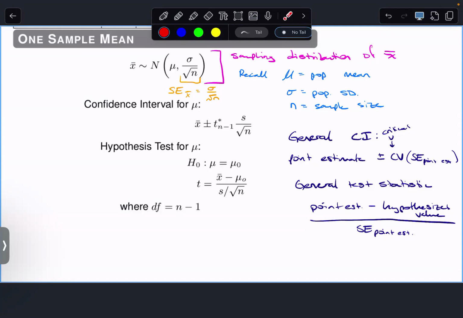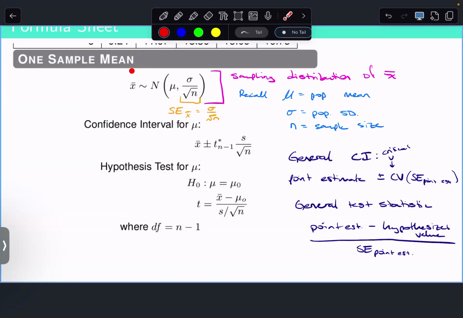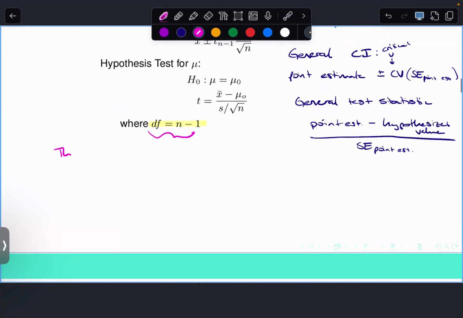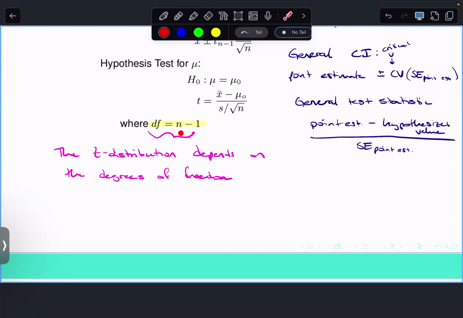Okay? And so for means, we're going to use the T distribution, which behaves very similarly to the Z distribution, with the exception that now we have degrees of freedom. We've seen this concept before. The T distribution depends on the degrees of freedom. We've seen the degrees of freedom in the chi-squared distribution, right? The shape of the chi-squared depends on how many degrees of freedom you have. And same thing with the T distribution. It now depends on your sample size minus 1.